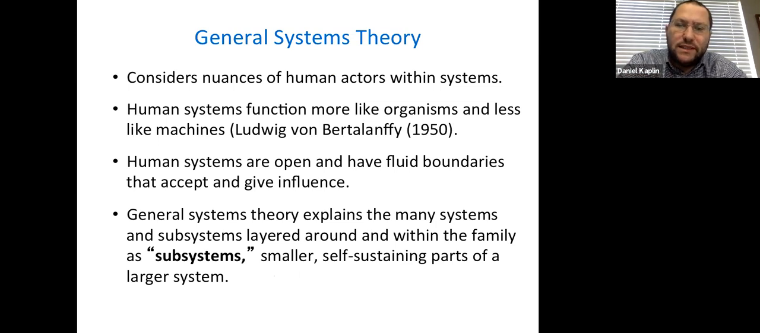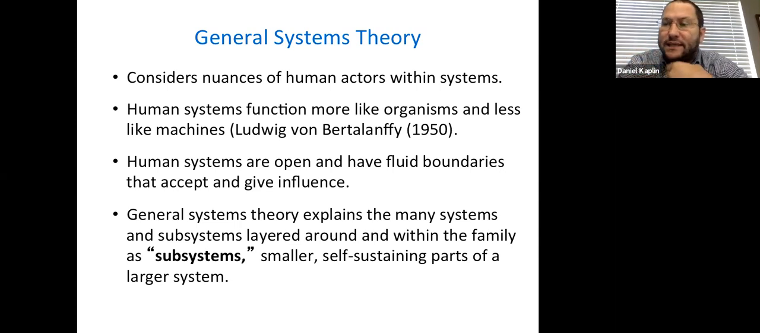So from a general systems model, we consider the behavior or actions of individuals within the system. So the nuance of human actors, so to speak, on the system. We look at how an individual's action within a unit impacts that unit. So the suggestion is that families operate like organisms, less like machines. Now, why is that important?